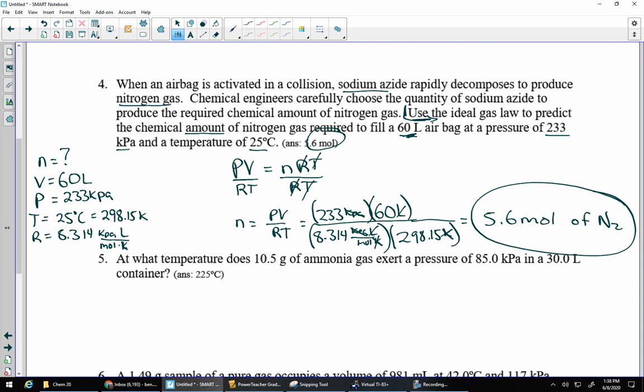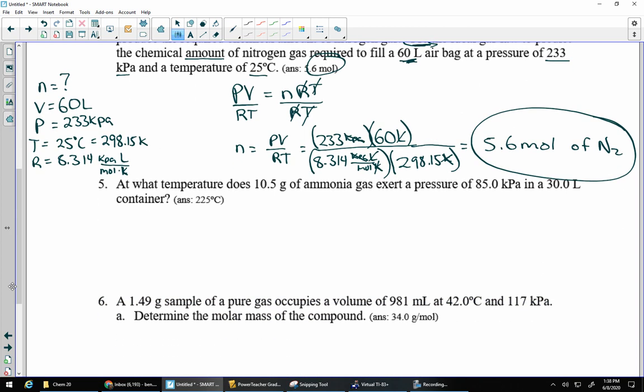So, at what temperature does 10.5 grams of ammonia gas exert a pressure of 85 kilopascals in a 30-liter container? So I'm going to start again with just kind of my variable list. So I've got the mass of ammonia at 10.5 grams. Let's see. In my formula, PV is equal to nRT. I need n, so I might need the molar mass of ammonia as well.